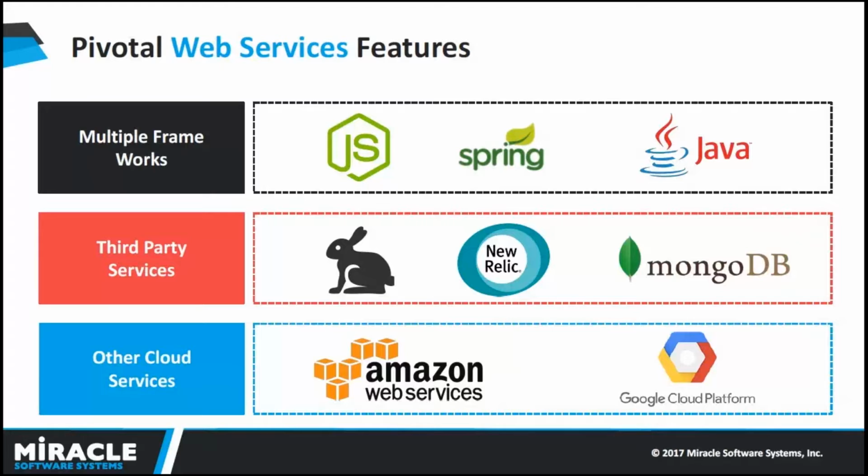PWS not only provides the services under the marketplace, we can add other cloud services with the help of service brokers. We have service brokers for AWS, Azure, and GCP. By using those service brokers, we can add the cloud services to the PWS marketplace. These are the features of Pivotal Web Services.